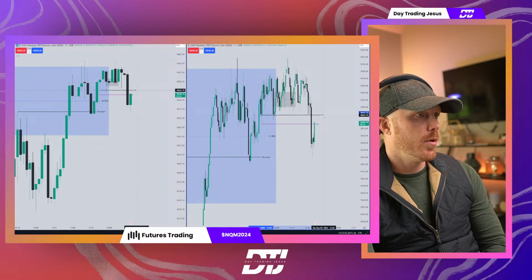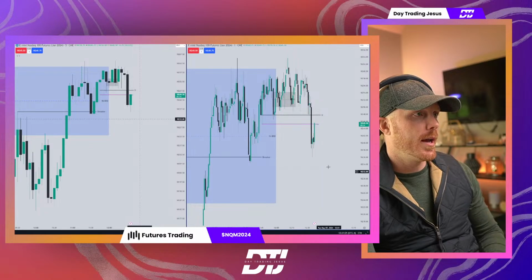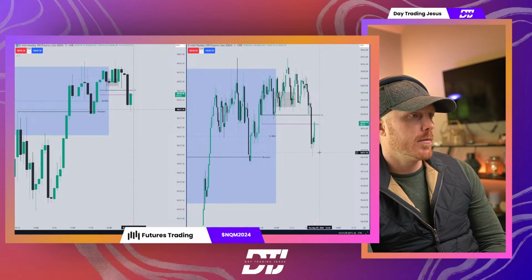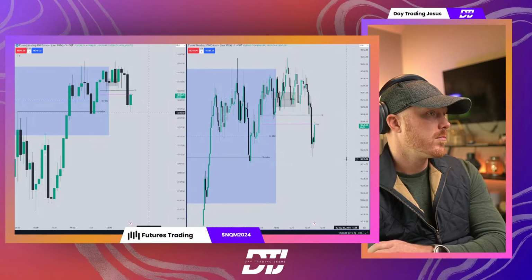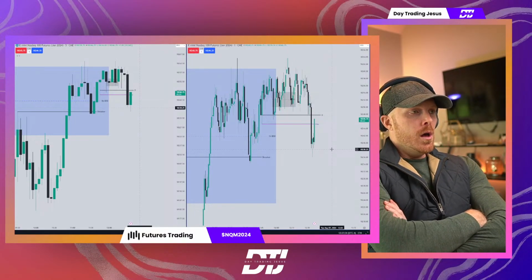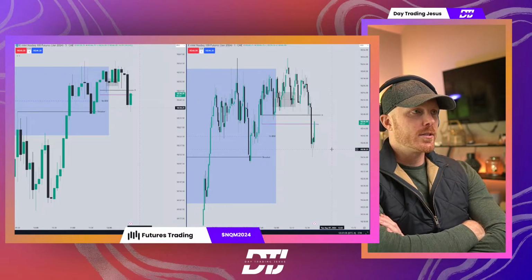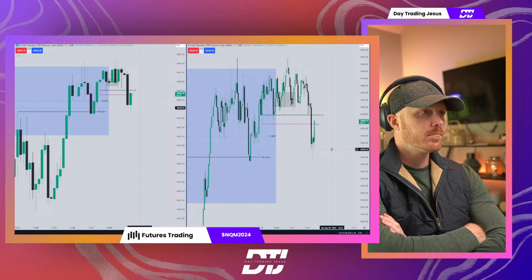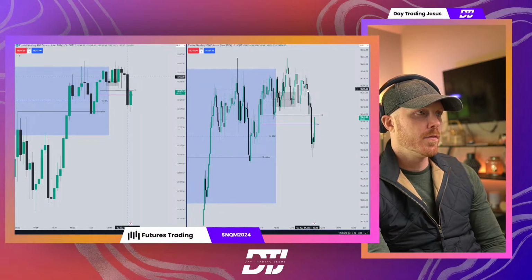All right, I'm going to put this level here. I want to see how we react to this level right here. It's an aggressive candle. We got a really small fair value gap right here.